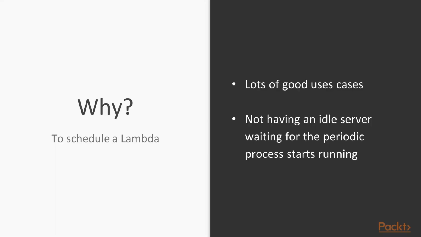So why do we want to schedule a Lambda? In my opinion, one of AWS Lambda's greatest capabilities is the capability to execute when it's triggered. And there are so many different kinds of triggers. Time can be a trigger. There are so many good use cases that can be solved by having a function executing at a given frequency.